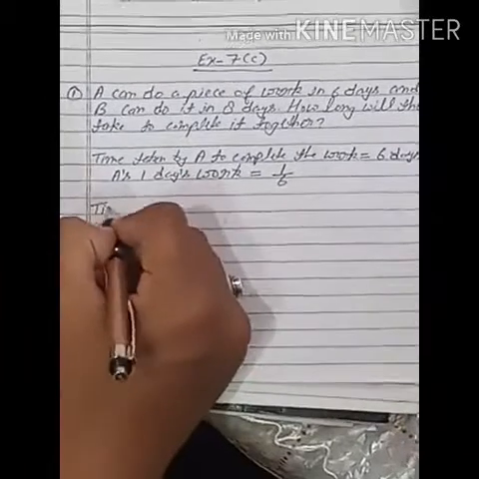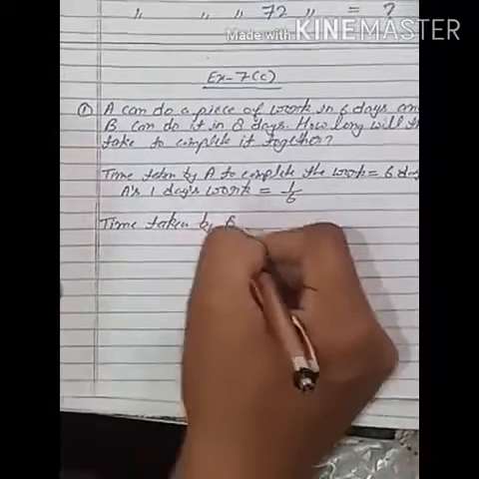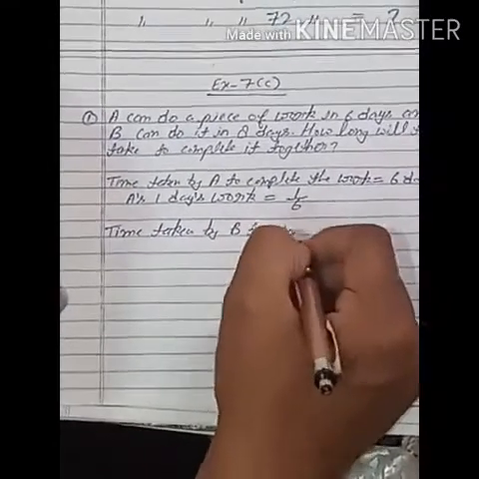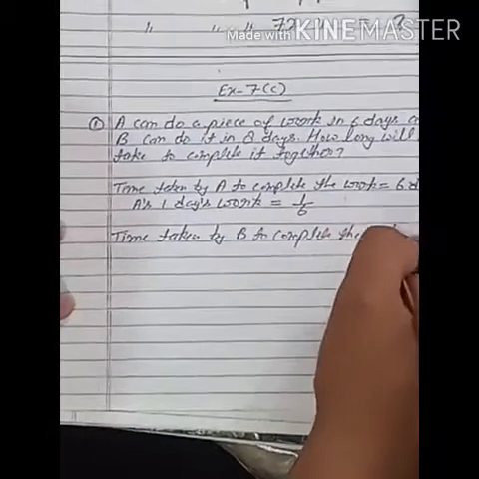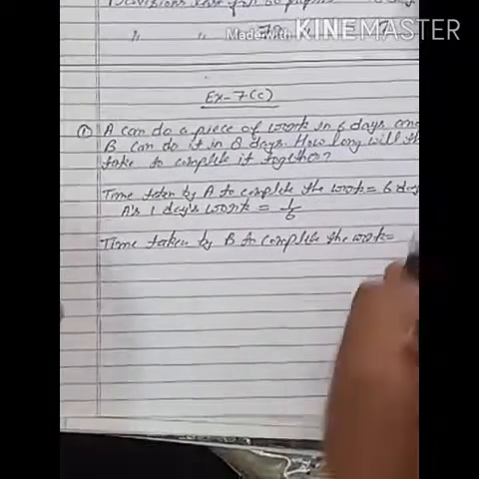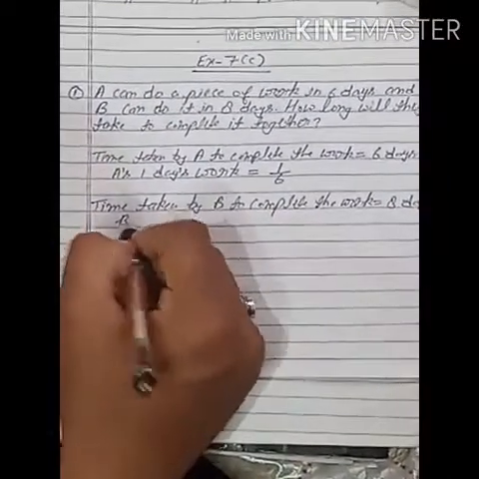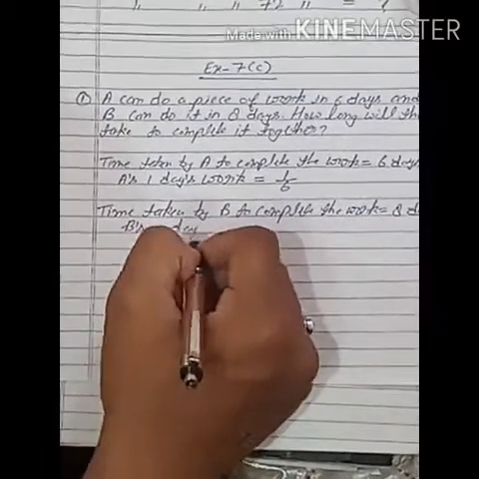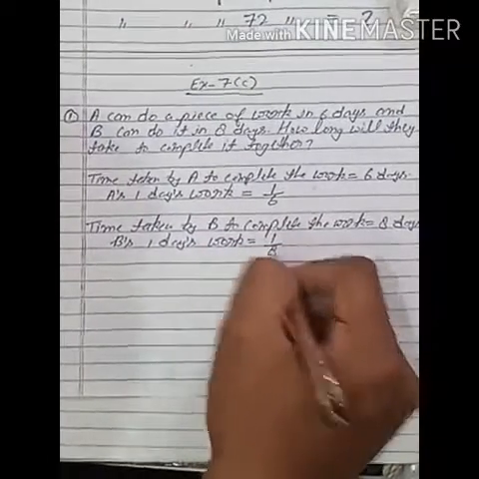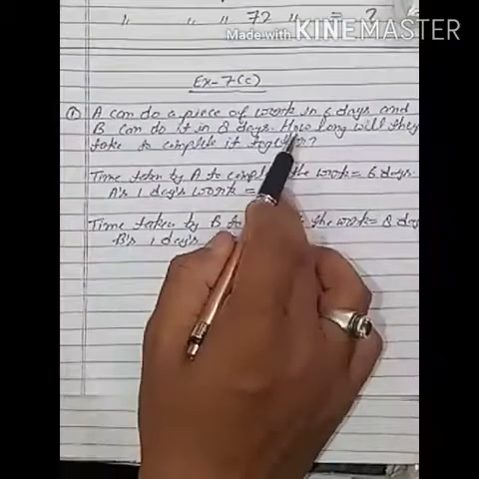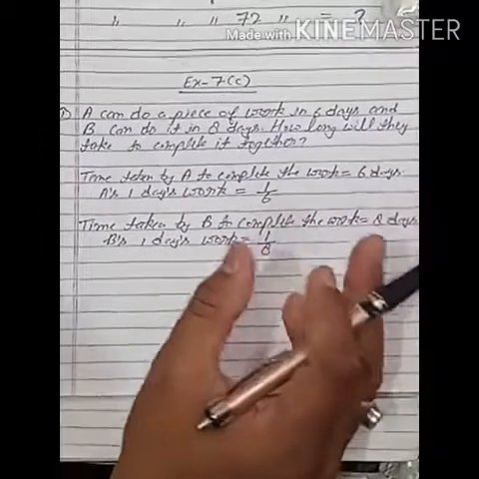Then time taken by B to complete the work. In how many days is B completing the work? 8 days. In the same way we will find B's 1 day's work. So B's 1 day's work is equal to 1 upon 8. What is being asked? How long will they take to complete it together? If A and B do the work together, in how many days can they complete the work?